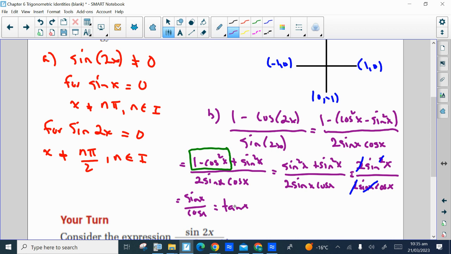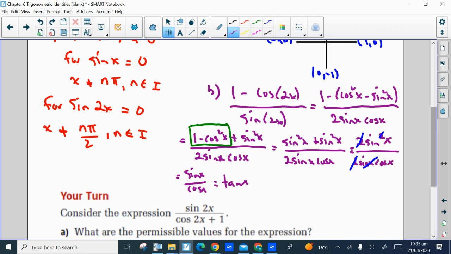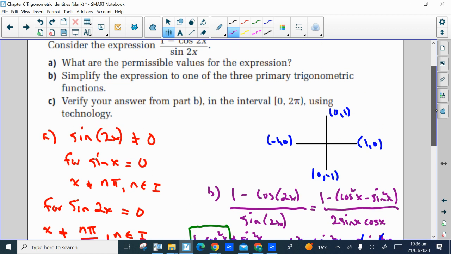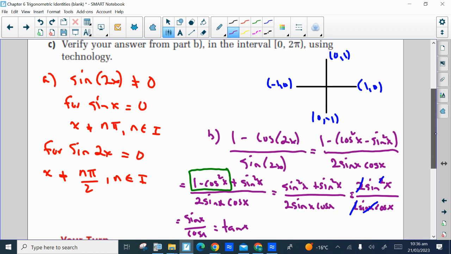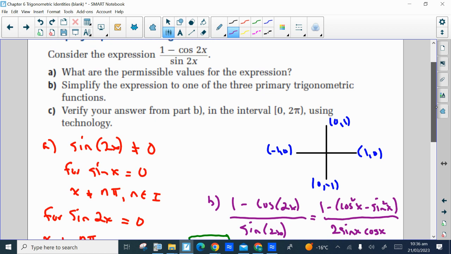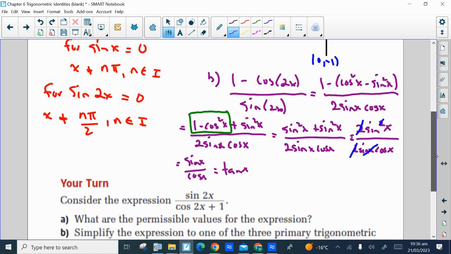And again, I did it by substituting for cos 2x. I substituted cos squared x minus sine squared x. I could use one of the other two for cos 2x. I could have used 2 cos squared x minus 1. I could have used 1 minus 2 sine squared x. They would all work. Some of them might be a little easier than this one, meaning fewer steps, but they would all work. Okay? And then we can verify using technology that the original expression is equal to what we ended with.